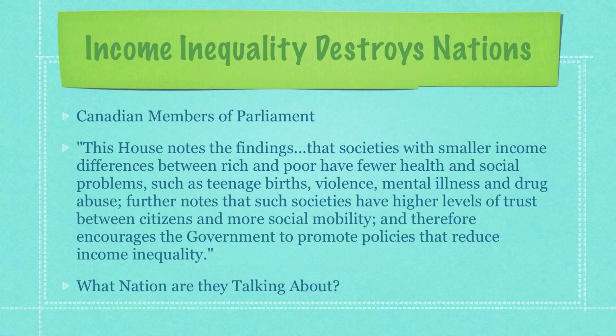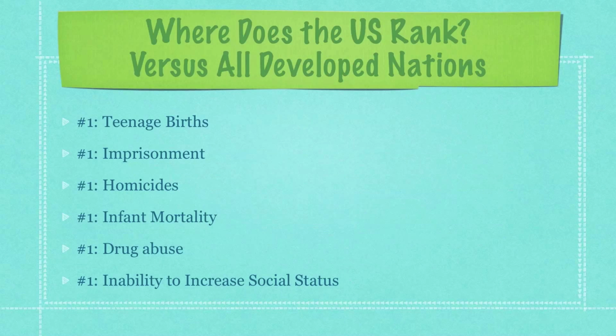So what nation, you may ask yourself, were they referring to? The United States ranks number 1 in regards to income inequality of all developed nations. And it also ranks number 1 in teenage births, imprisonment, homicides, infant mortality, drug abuse, and an inability to increase social status, which means that it is harder to increase your overall income or social status in the United States than it is in any other developed nation.